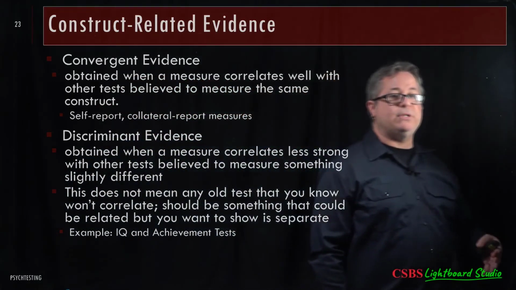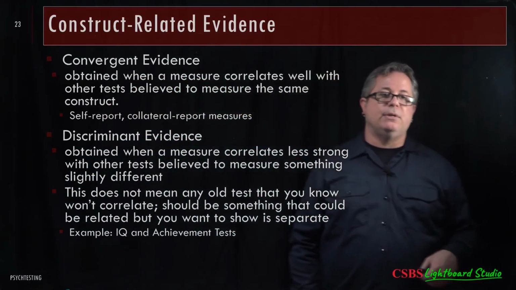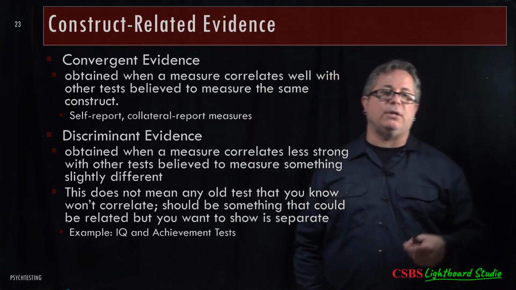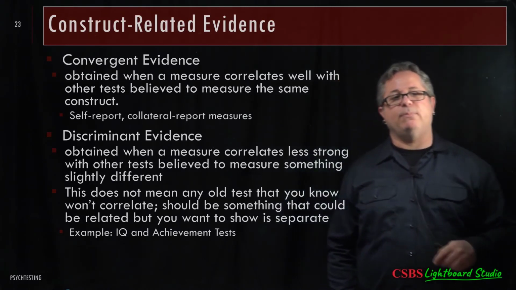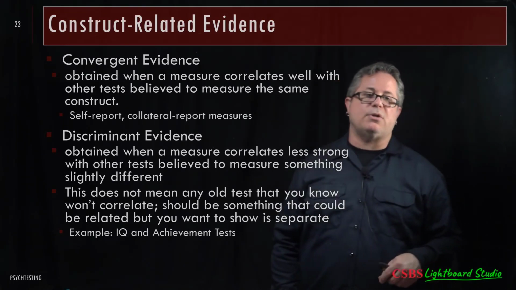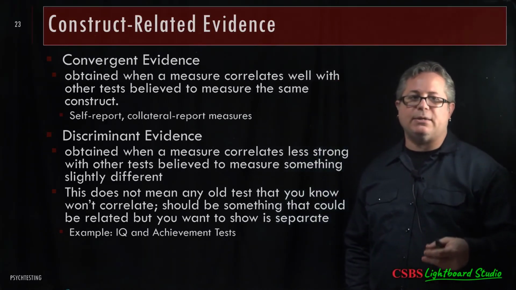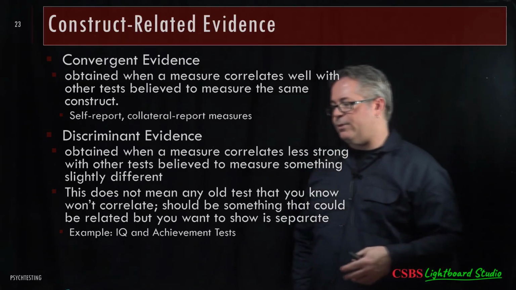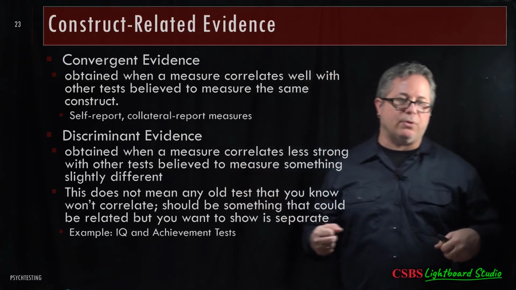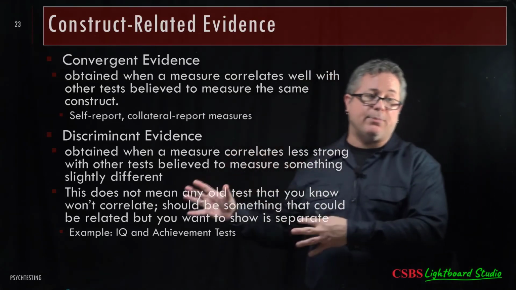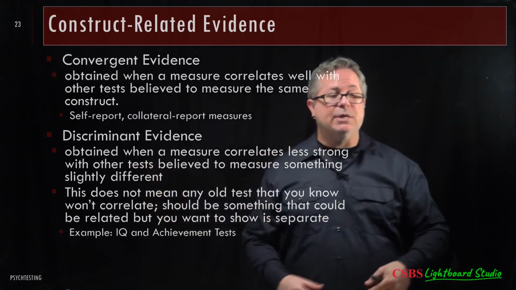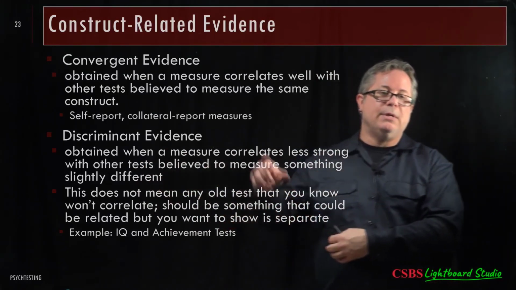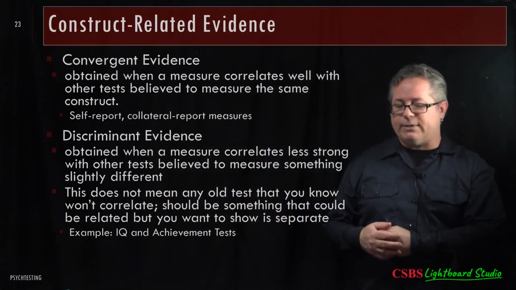We've got convergent and discriminant evidence. Convergent evidence is obtained when a measure correlates well with other tests believed to measure the same construct. Oftentimes these are self-report measures or collateral report measures. So you give someone the Ainsworth depression inventory, the Beck depression inventory, and the CESD, to show that my scale correlates highly with both the CESD and the Beck depression inventory. That shows convergent evidence for validity.